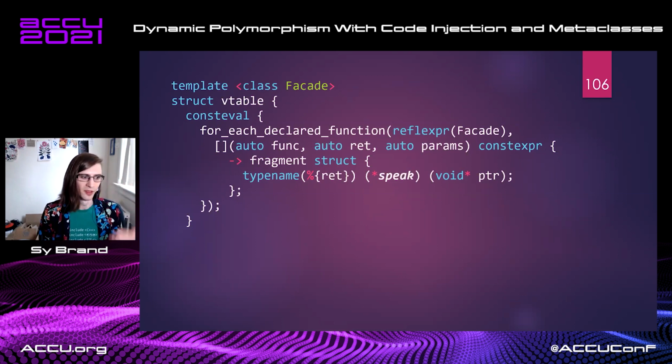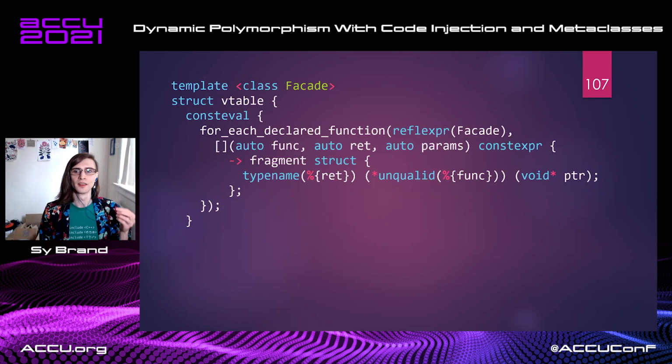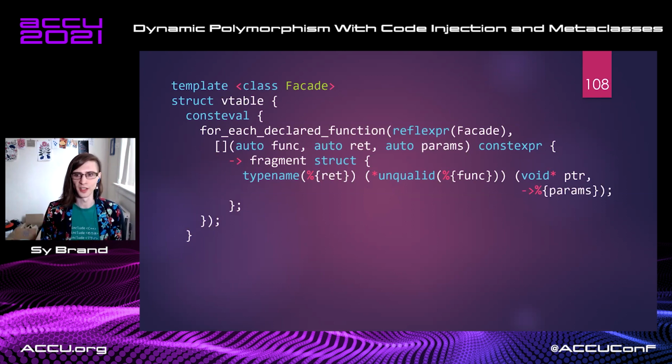Similarly, we want the name to be the same, so we just use unqual ID. And then if the function takes any additional parameters, speak didn't take any parameters, but maybe some other functions of an animal would take parameters, so we inject those into our parameter list.